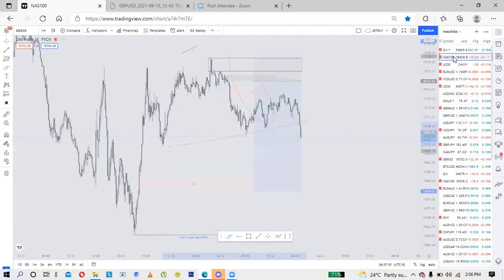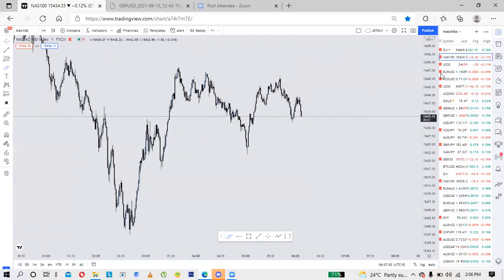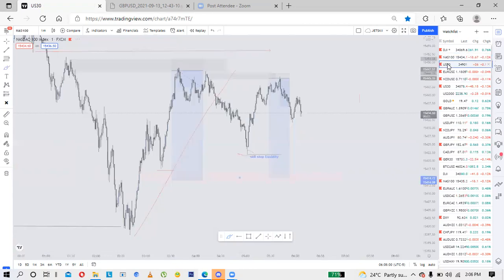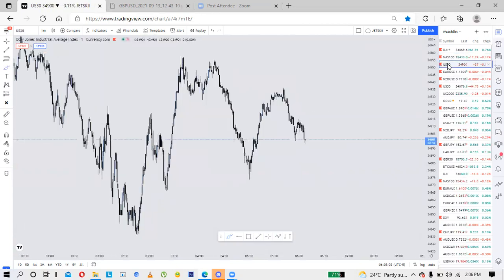But NASDAQ is pushing. As you can see, it's still pushing. Even US30, I believe so. Okay, even US30 is still pushing this side.